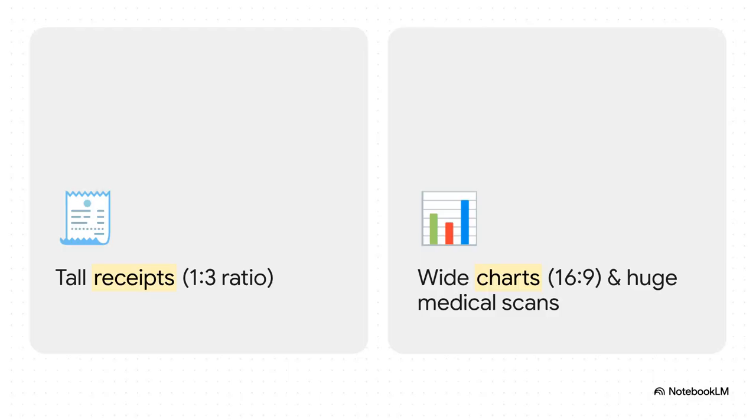I mean, just think about the extreme difference between a tall, narrow receipt that you might scan on your phone, which usually sits at around a 1:3 ratio, and a massive widescreen medical scan or a really complex data chart at 16 by 9. When your underlying model expects a perfect square, you have this major fundamental structural conflict between the data you actually have and the data your model can actually eat.